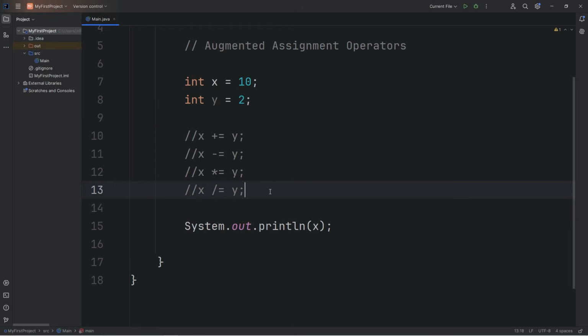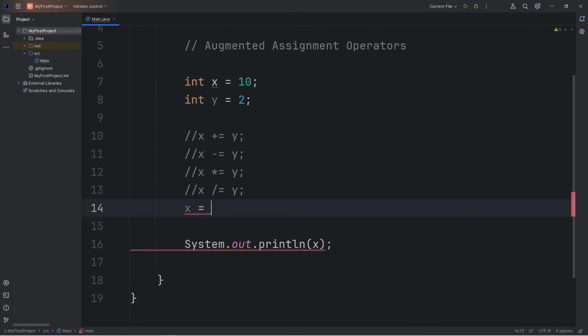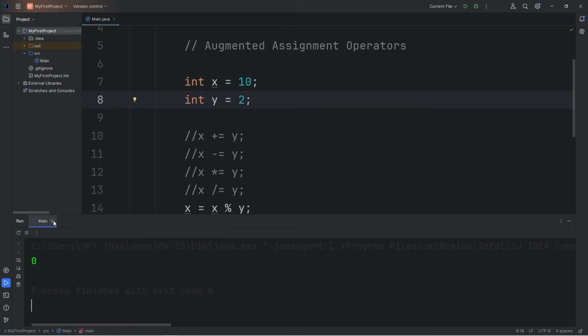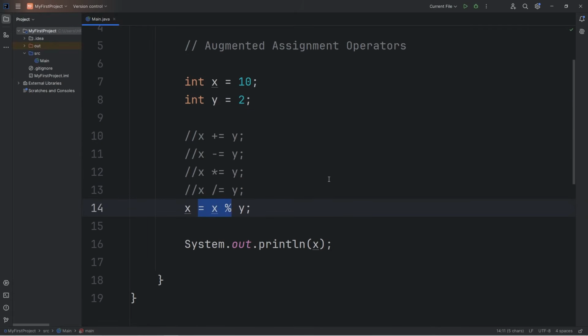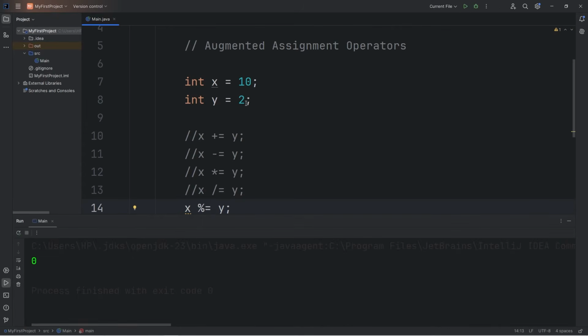Then we have the modulus operator. X equals X modulus Y. 10 divides by 2 evenly. X will be 0. The augmented assignment version of this would be X modulus equals Y. And that would also be 0. But if Y were 3, then that would be 1.